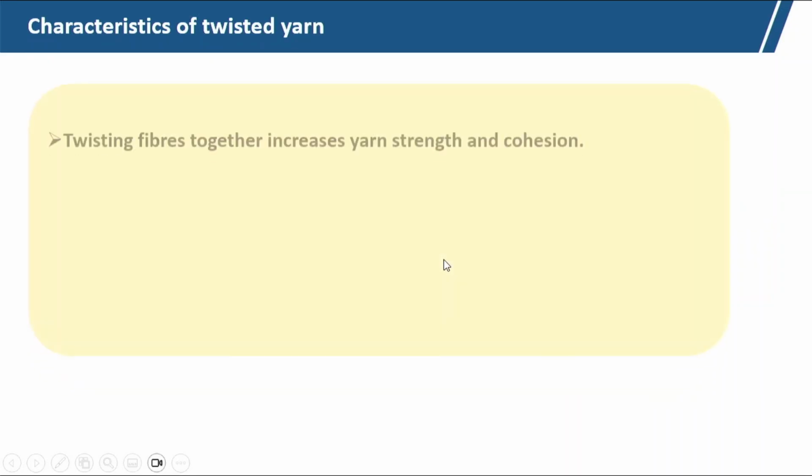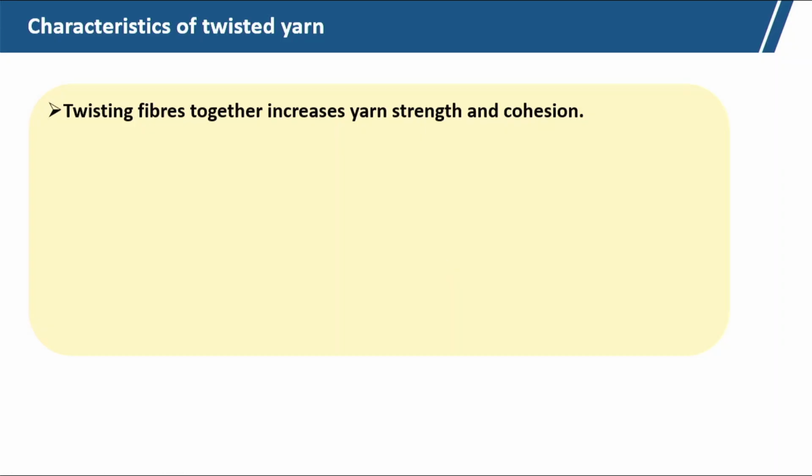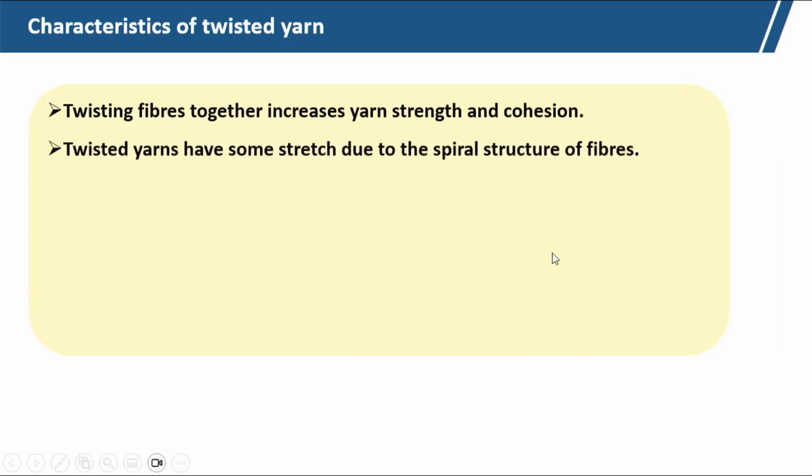So, if we see the characteristics, during twisting the fibers are brought together, which increases the strength by increasing the cohesion. Twisted yarns have some stretch due to the spiral structure. So, if you want to increase the stretch characteristics of a filament yarn, then if we twist it, the stretch will increase due to the spiral structure of the fiber.